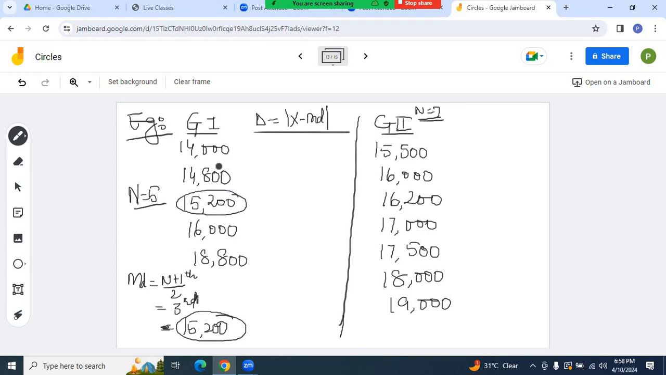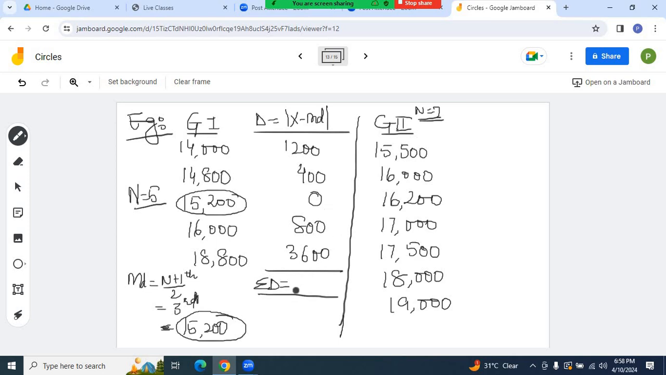I will ignore that. I will use the absolute value. So 14,000 minus 15,200 will be 1200. 14,800 minus 15,200 will be 400. Same number subtracted from itself gives 0. 16,000 minus 15,200 gives 800. And 18,800 minus 15,200 gives 3,600. Now I'll find the summation because I need to use it in the formula.